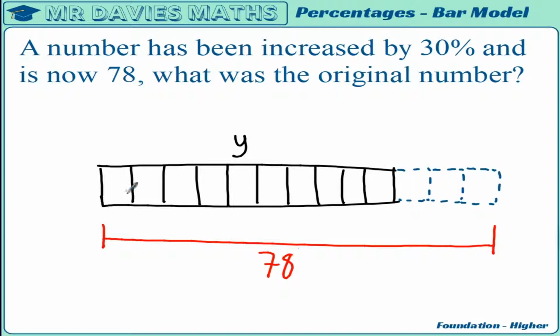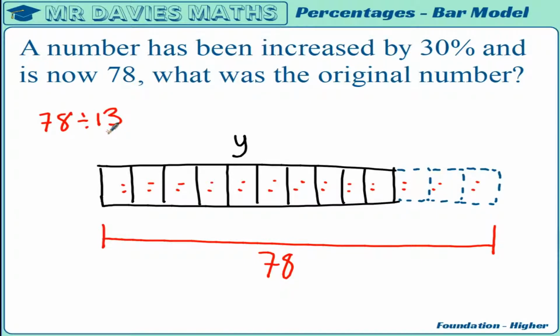I could sit here and do this. 1, 2, 3, 4, 5, and so on, until I've run out of all my dots. But surely there must be a quicker way. I'm going to do 78 divided by 13.